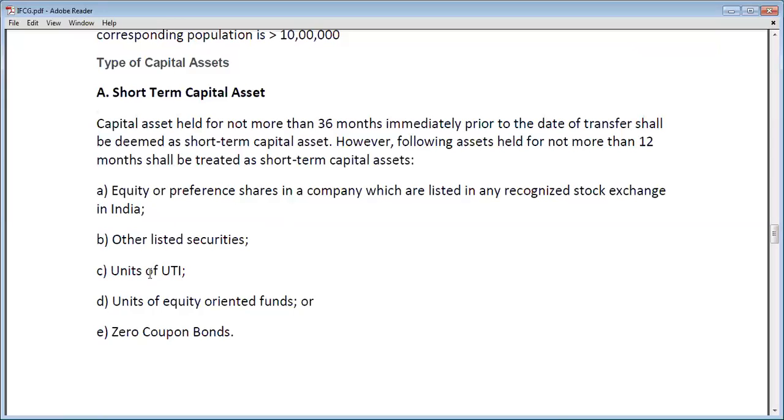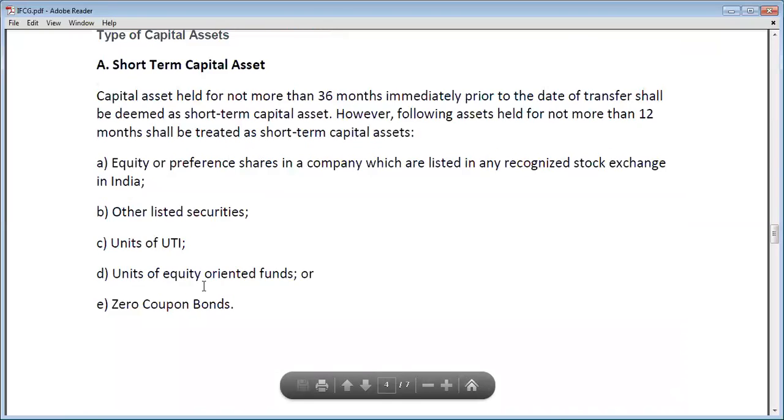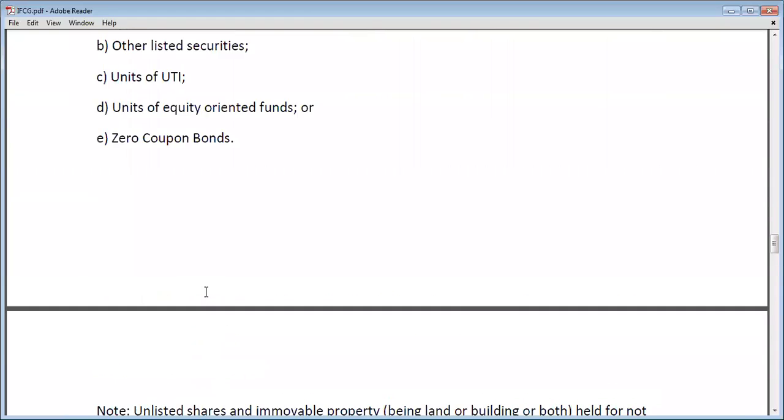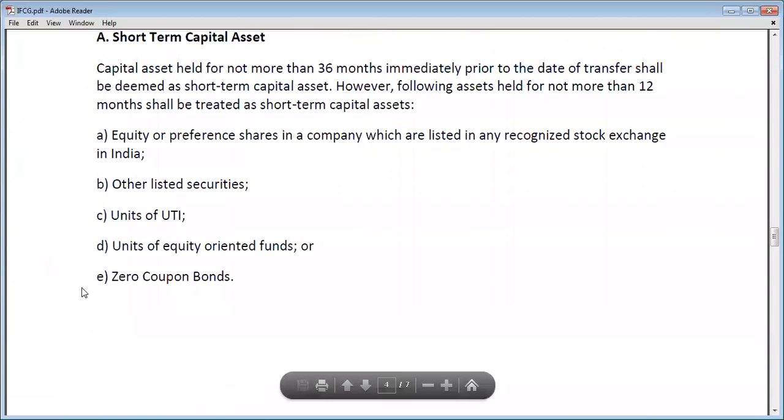Other listed securities, units of UTI, units of equity oriented funds, zero coupon bonds. So in the case of these five assets, if you hold them for 12 months only, then they will be considered as short-term capital assets. If you hold these assets for more than 12 months, that means it may be 13 months, 14 months, then these assets will be considered as long-term capital assets.